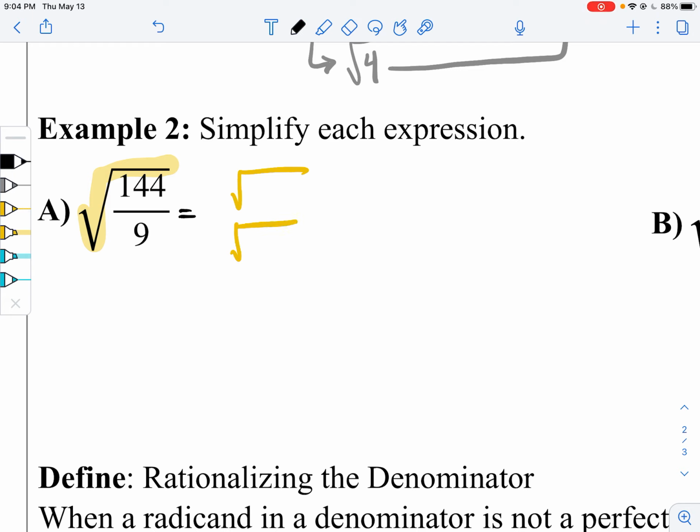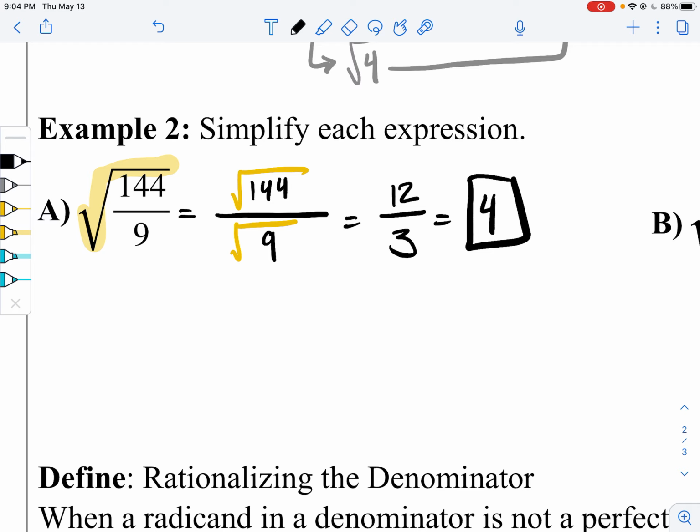Since we have division in a radical, we can just divide the radicals. So we have the square root of 144 divided by the square root of 9, which is 12 over 3, which is 4. This is because 144 divided by 9 is 16.